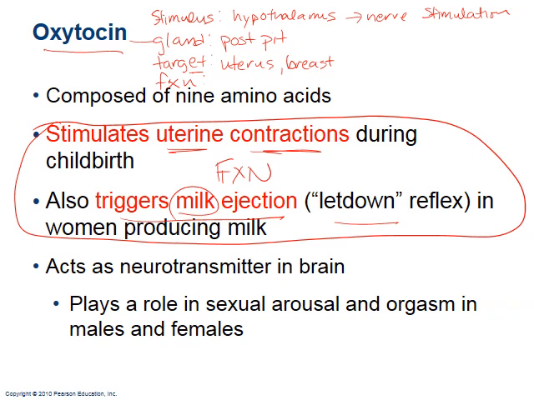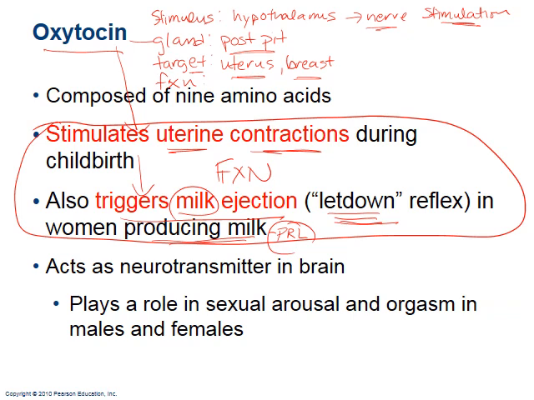This is not the same as producing milk, so just be careful. This is a letdown reflex in women who are already producing milk. We will talk about prolactin, which is different. Prolactin, making milk. So oxytocin is just the release. So hopefully we can see that the stimulus is going to be the hypothalamus, some sort of nerve stimulation. The gland that releases oxytocin is the posterior pituitary. The target organs are the uterus and the breast. And what does oxytocin do once it gets to the uterus and the breast? Well, it stimulates uterine contractions and it triggers milk letdown.